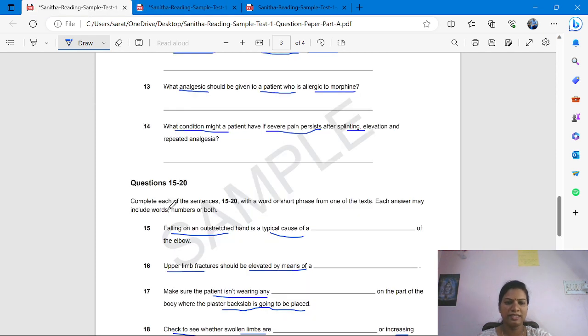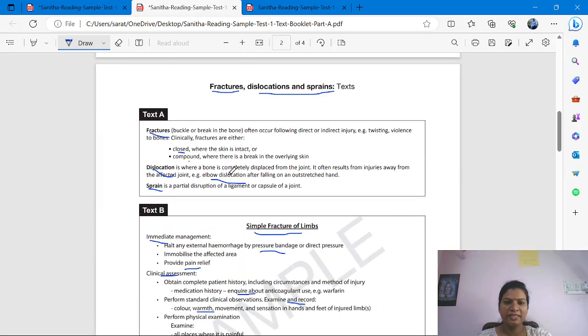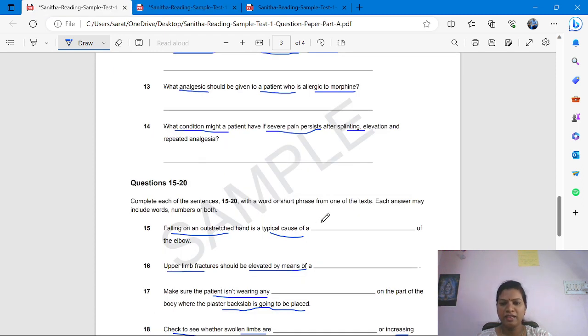What is the question asking? Falling on an outstretched hand is a typical cause of a ___ of the elbow. What is the answer? The answer is here, elbow dislocation after falling on an outstretched hand. Falling on an outstretched hand will cause elbow dislocation. The answer is dislocation. Write the answer in the space provided. Here you have to answer dislocation.